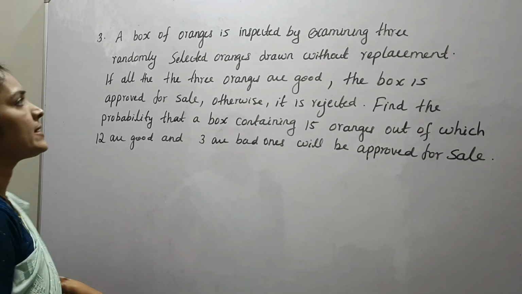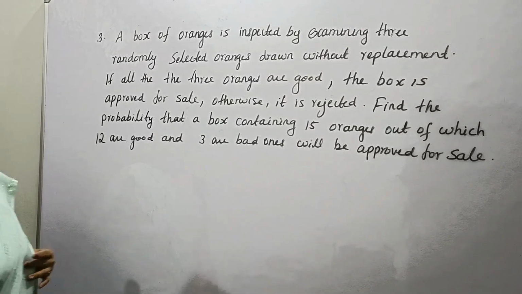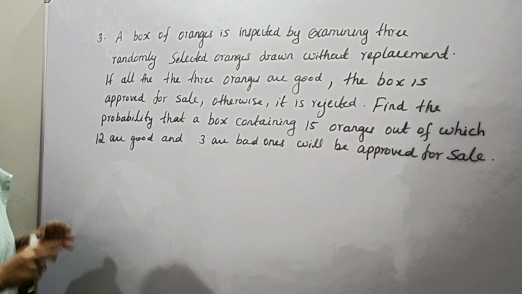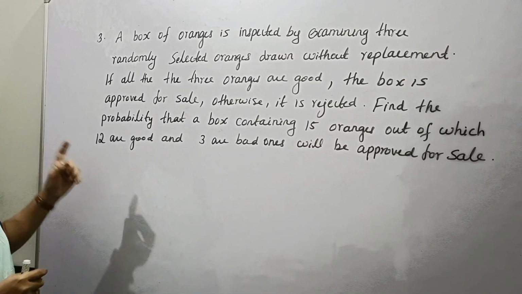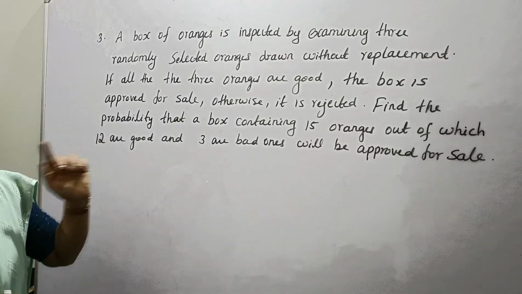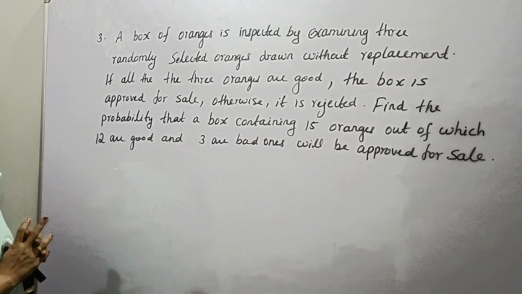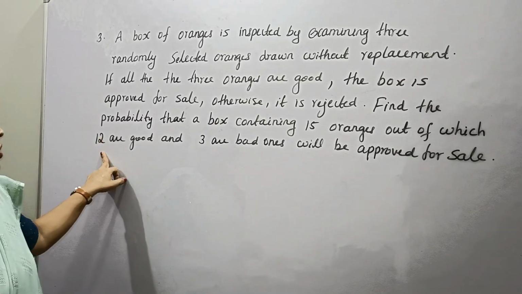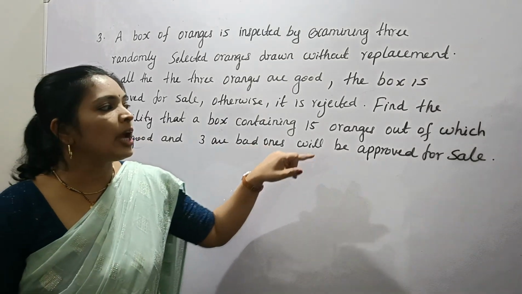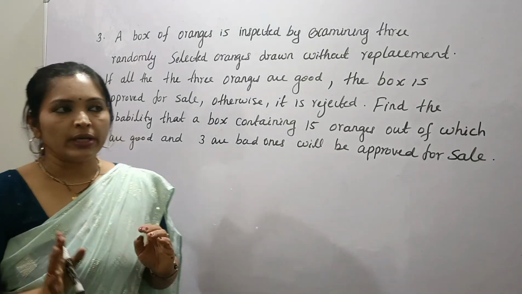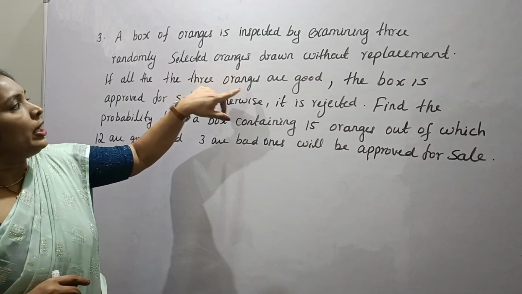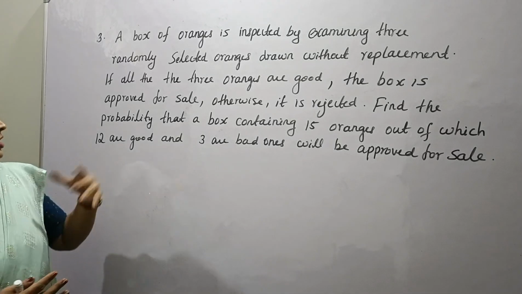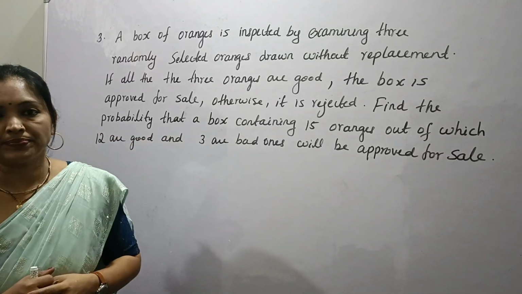A box of oranges is inspected by examining 3 randomly selected oranges drawn without replacement. If all the 3 oranges are good, the box is approved for sale. Otherwise, it is rejected. So find the probability that a box containing 15 oranges, out of which 12 are good and 3 are bad ones, will be approved for sale. So here, see, there are 15 oranges. Out of 15 oranges, 12 are good and 3 are bad.